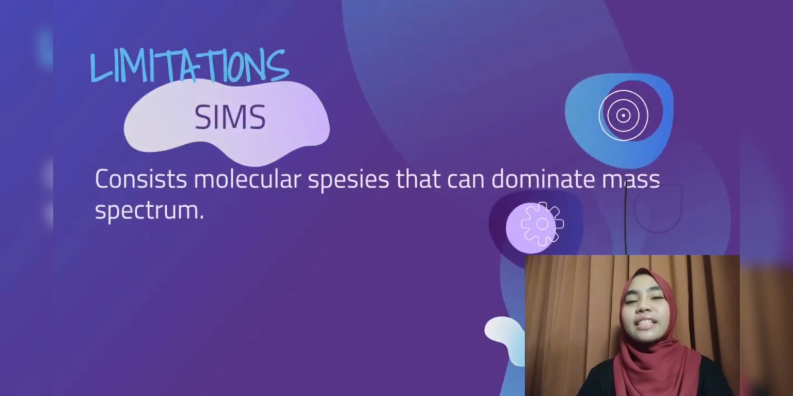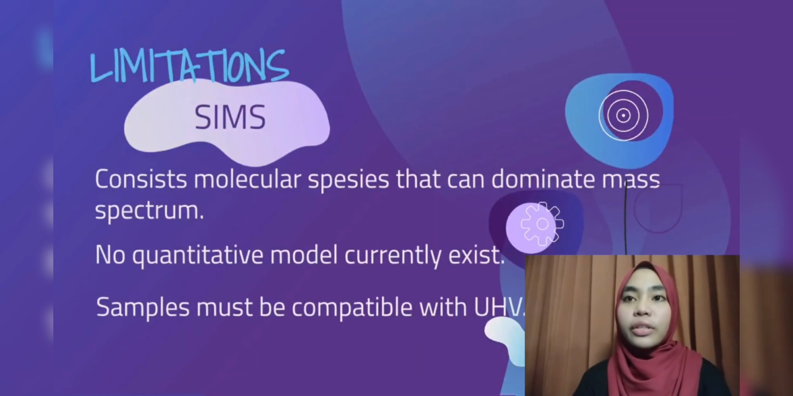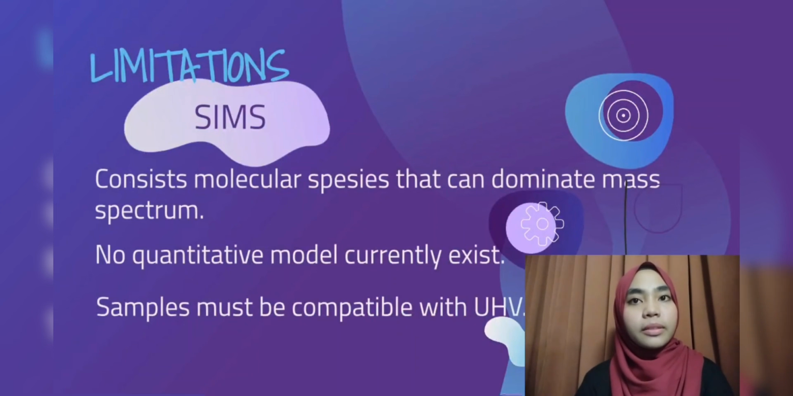For limitations of secondary ion mass spectroscopy, the material sputtered from the sample surface consists not only of monoatomic ions, but also molecular species that can dominate the spectrum. Second, no quantitative models currently exist, since both atomic and molecular species are produced during sputtering of the sample, so not all elements in all substrates can be analyzed quantitatively. Last but not least, samples must be compatible with ultra-high vacuum.